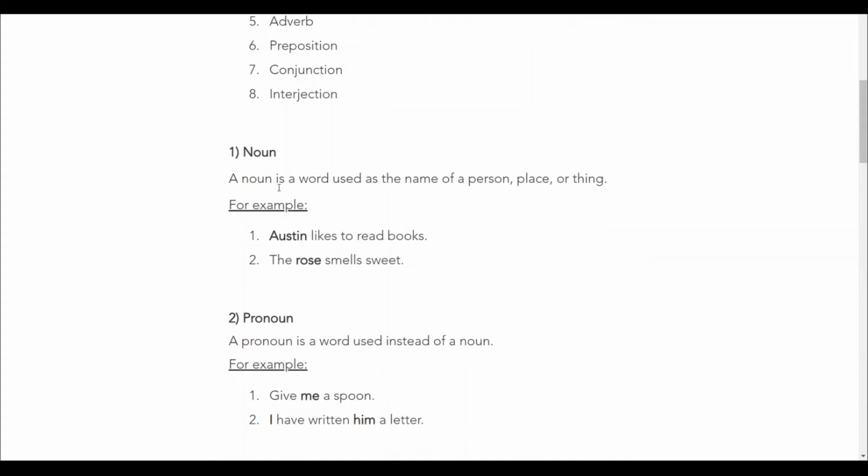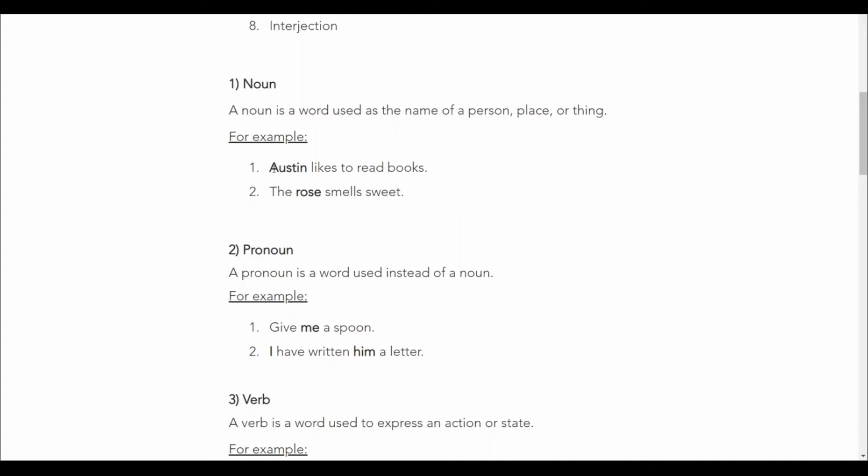Noun. A noun is a word used as the name of a person, place, or thing. For example, Austin likes to read books. The rose smells sweet. Over here, Austin is the name of a person and rose is considered to be a thing.